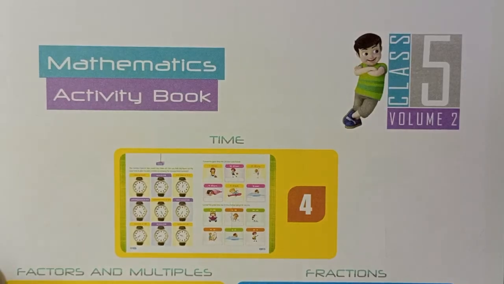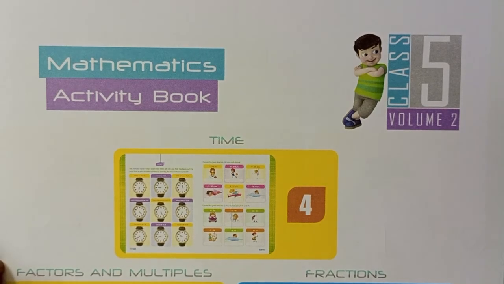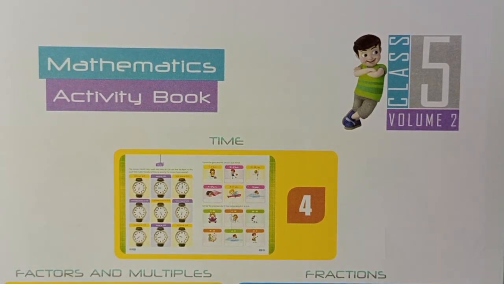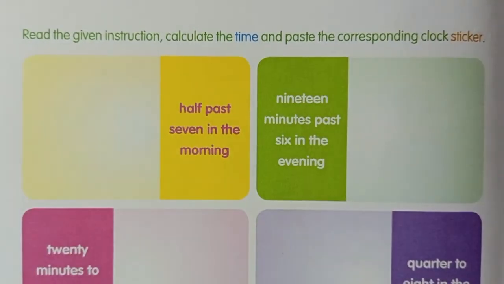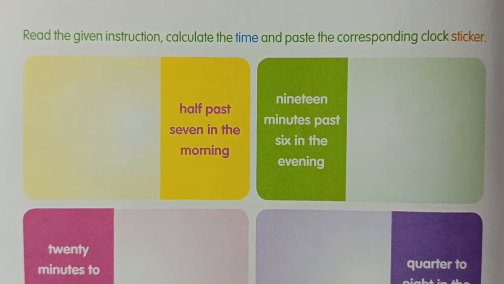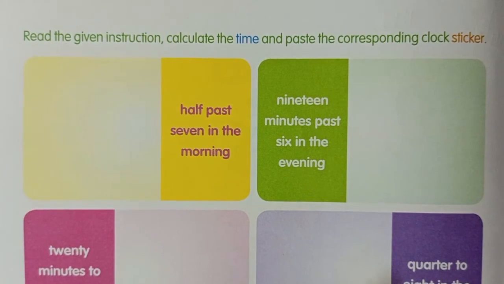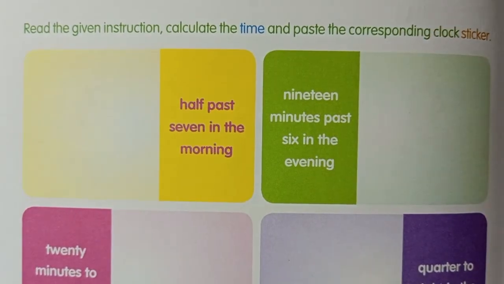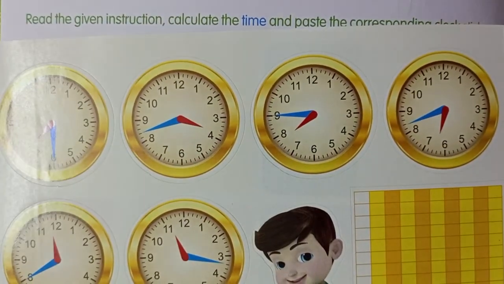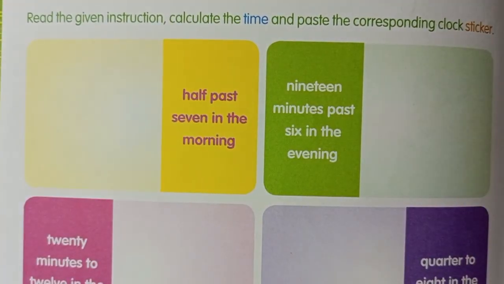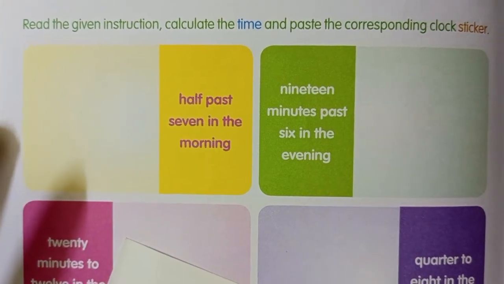Now all of you take out your maths activity book volume 2. Take out page number 6. See the first one. Read the given instruction, calculate the time and paste the corresponding clock sticker. In your activity book, on the last page you have this type of sticker sheet. Take out that sticker sheet. What is the first clock? Half past 7 in the morning.